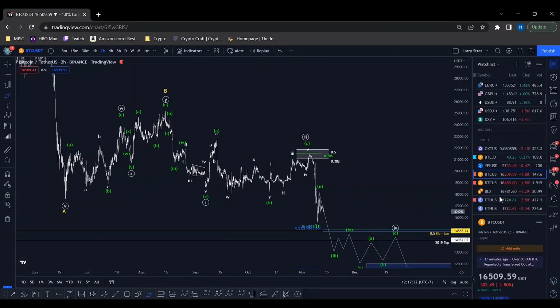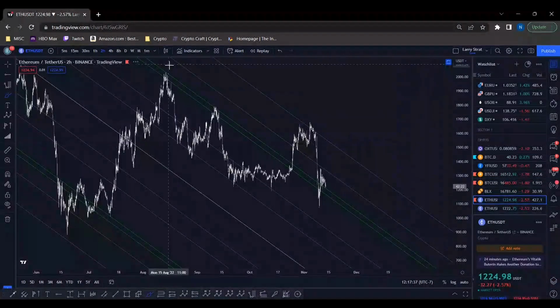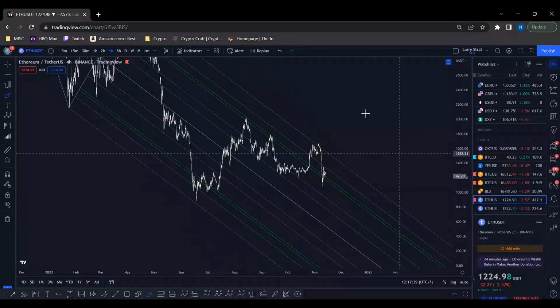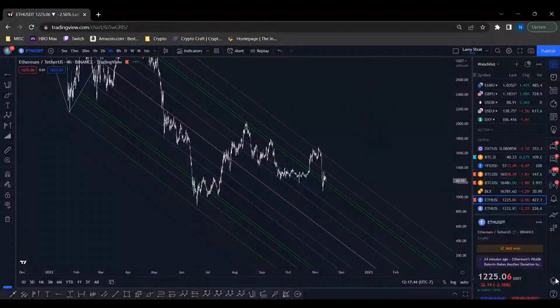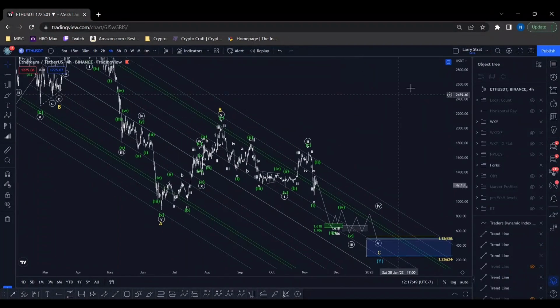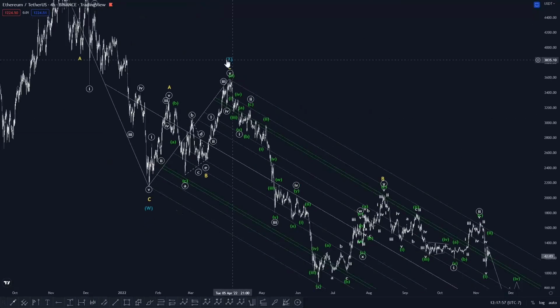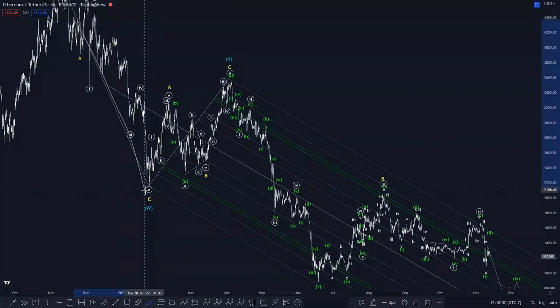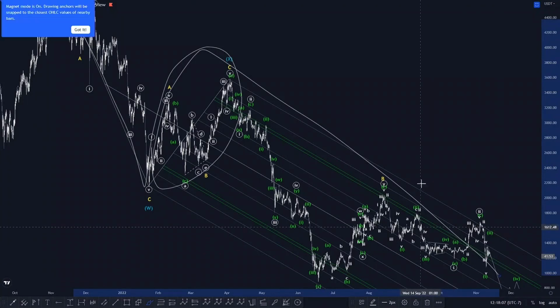So let's go to Ethereum here. Ethereum's actually been hitting this pitchfork pretty nicely. It's testing the boundaries of it. But we kind of have the same counts on Ethereum as we do on Bitcoin, essentially, where this whole structure right here was just an X. This move down was a W. This whole move was an X, and then we're looking at the Y. We're still working on that Y leg right now.